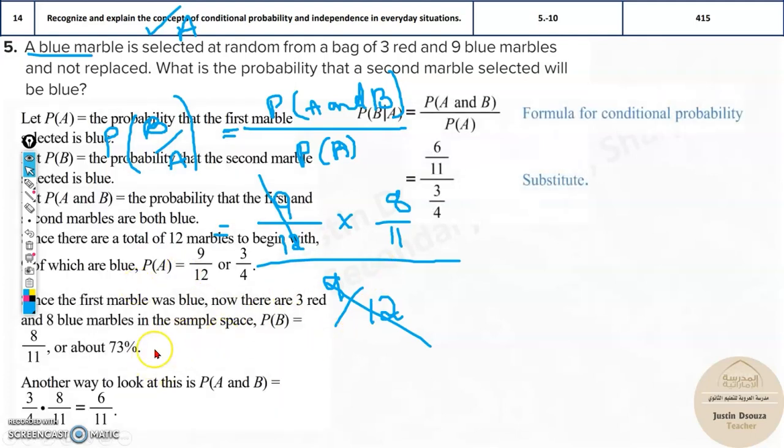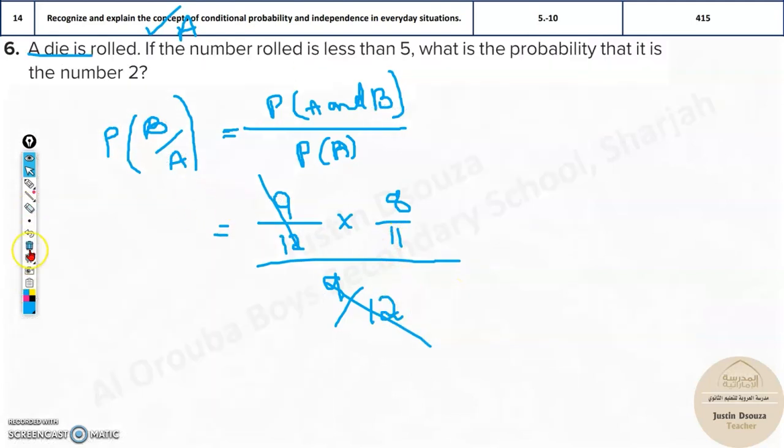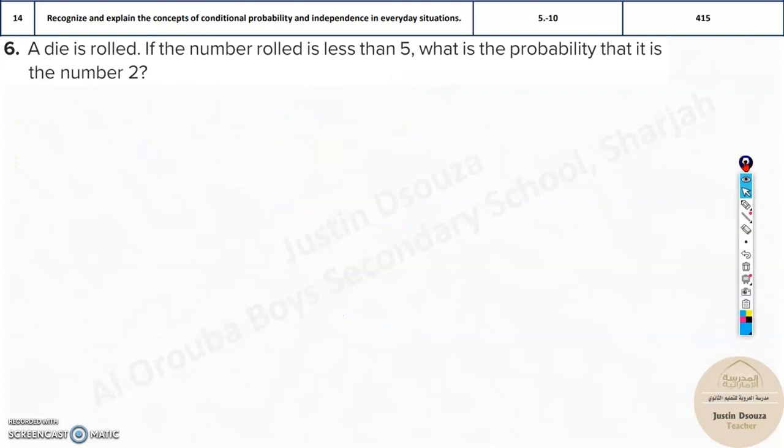Okay, and now over here, they have done it individually. They have solved the above part, below part, but if you're writing like this, it'll cancel and it's easier. Okay, we will see another problem over here. Let's do this quickly. The concept is just the same. A die is rolled. If the number rolled is less than 5, what is the probability that it is number 2?